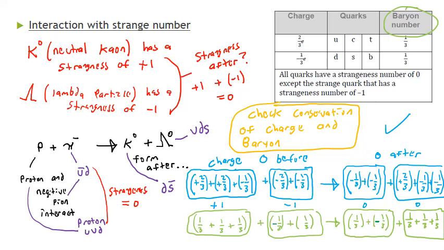And then the baryon number: the proton is 1/3 plus 1/3 plus 1/3, and then the negative pion is negative 1/3 plus 1/3. For the kaon afterwards, it's positive 1/3 plus negative 1/3, and then the lambda particle is 1/3 plus 1/3 plus 1/3. And so one before, one after, and the baryon number is conserved as well.